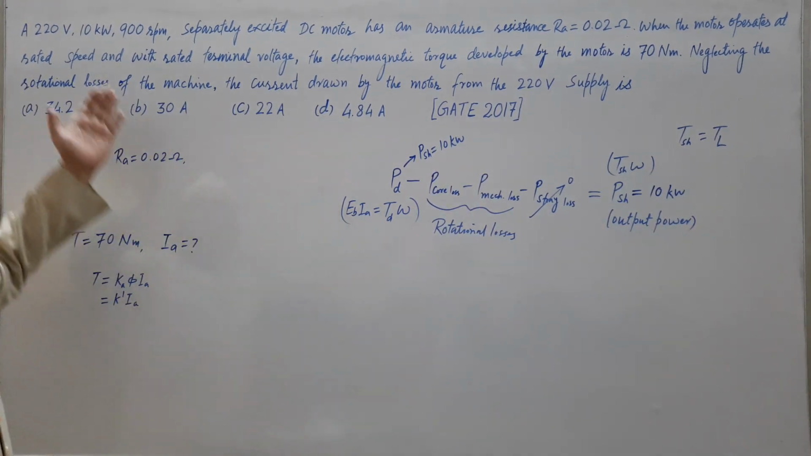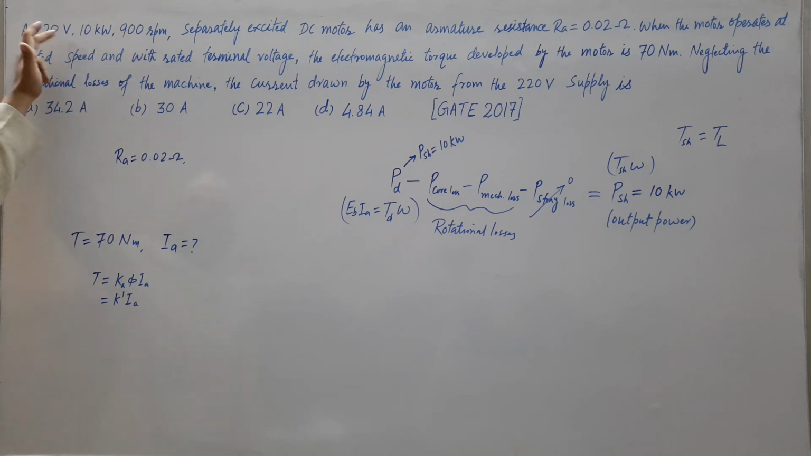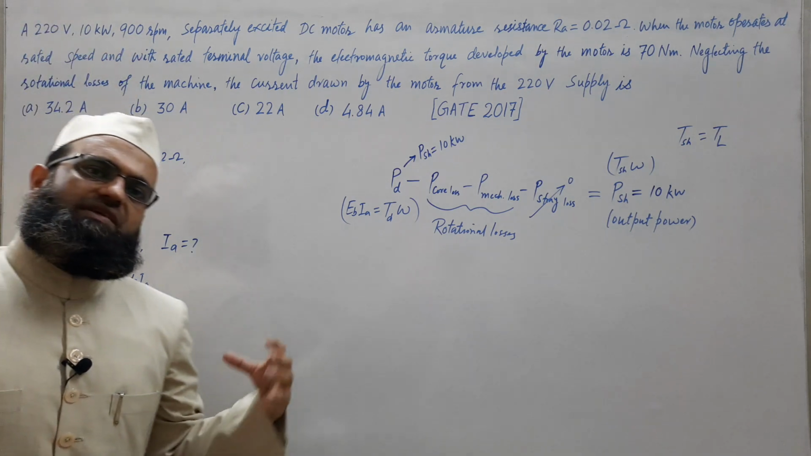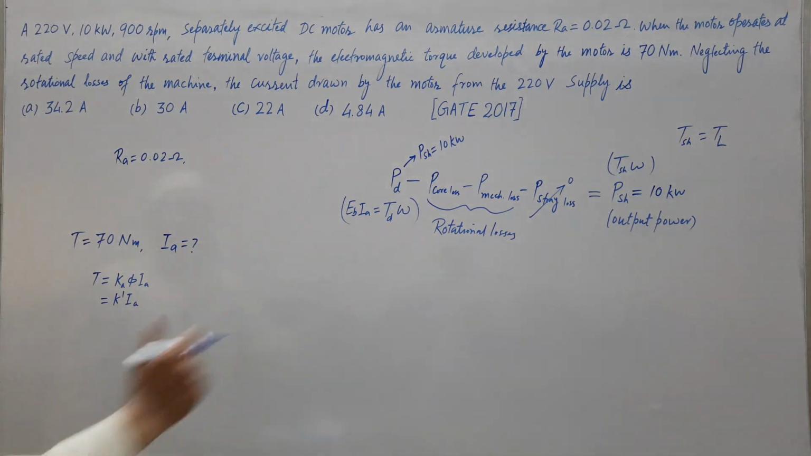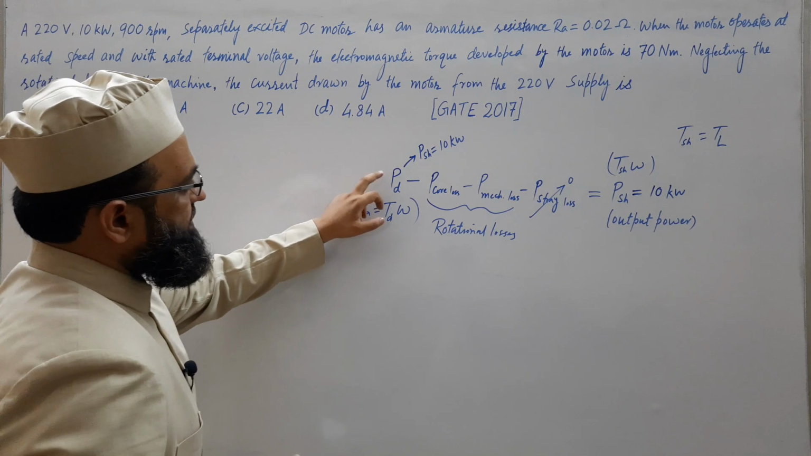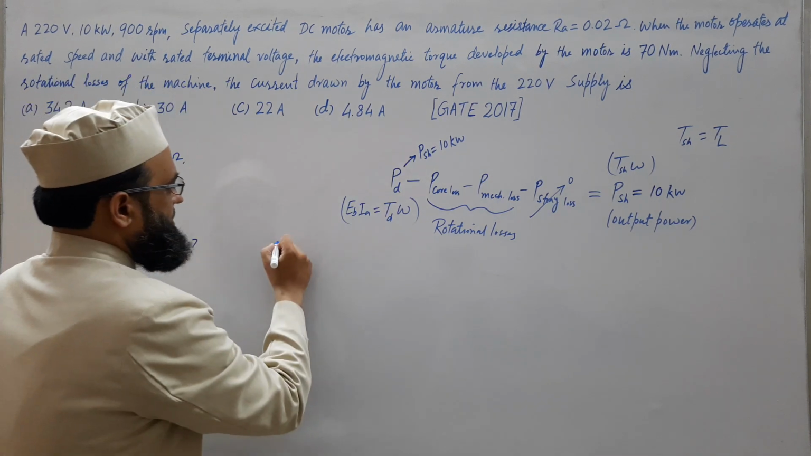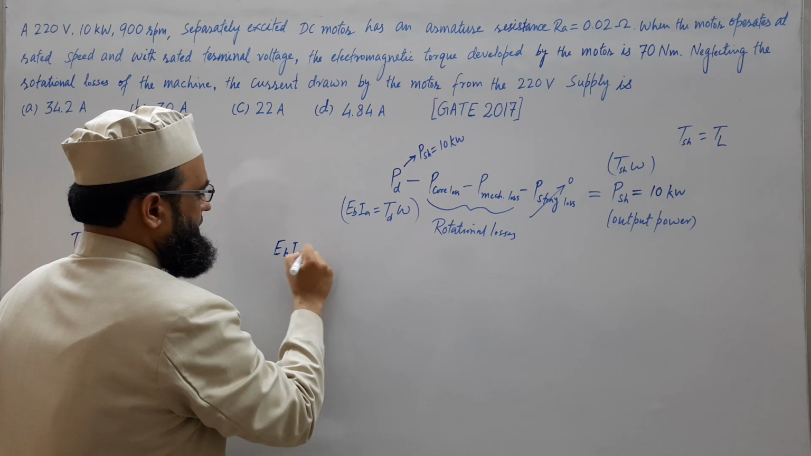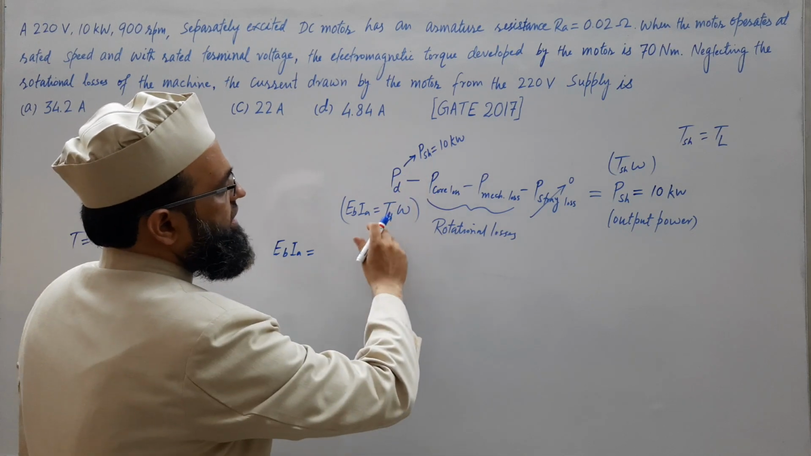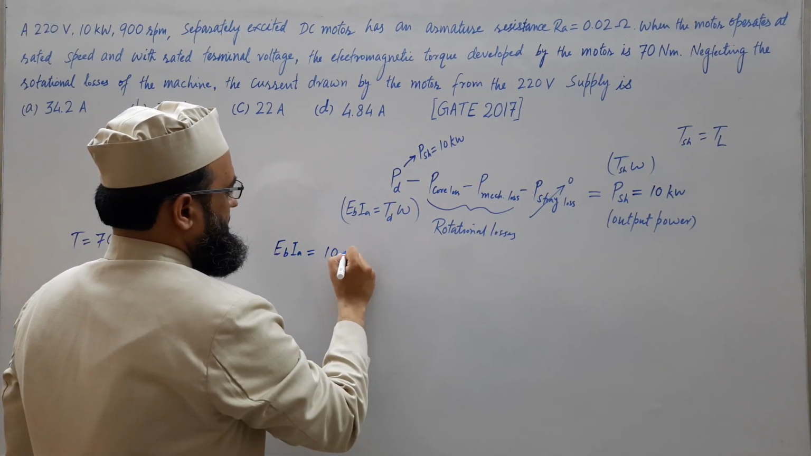So rated speed is given, rated terminal voltage is given, rated power is given. So from these ratings itself K dash can be obtained. How? Just see. We have PD as this, that is EbIa as this. So right here, you may start from here itself.